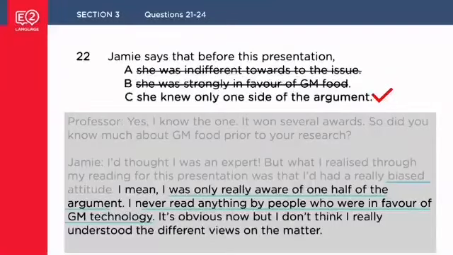She only knew one side of the argument. She never read anything by people who were in favour of GM technology. So notice how the distractors are working there. You probably heard the word favour and heard the word different, but these are not the same meaning as option A and option B. So 22, the answer is C.